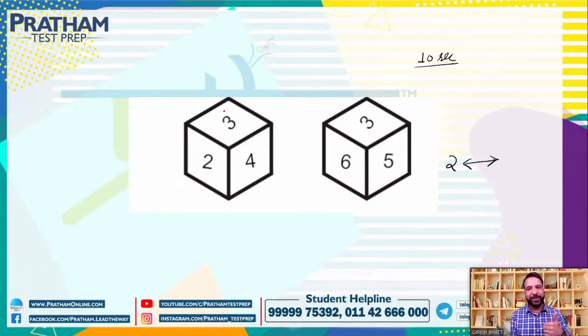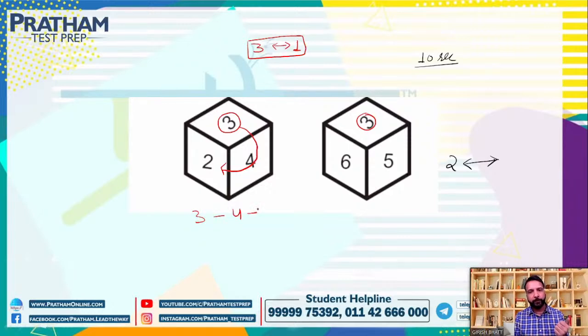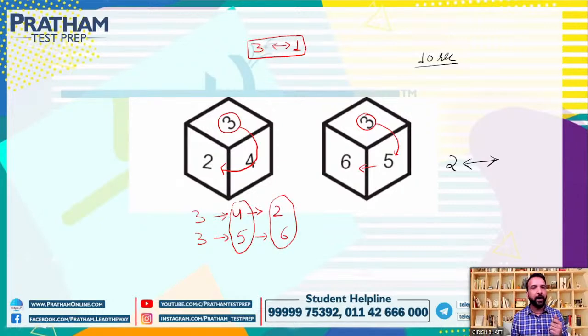Okay, so here the common number is 3, and the number not visible is again 1. So 3 and 1 are opposite. From the logic, the opposite of 3 is 1. 3 is the common number, and the number which is not visible is 1 here. Then start a clockwise rotation. You'll get 3, 4, 2. And the second one, 3, 5, 6. So from this, 2 and 6 are opposite. 4 and 5 are opposite. I hope this first concept is clear to everyone. So the opposite of 2 is 6.